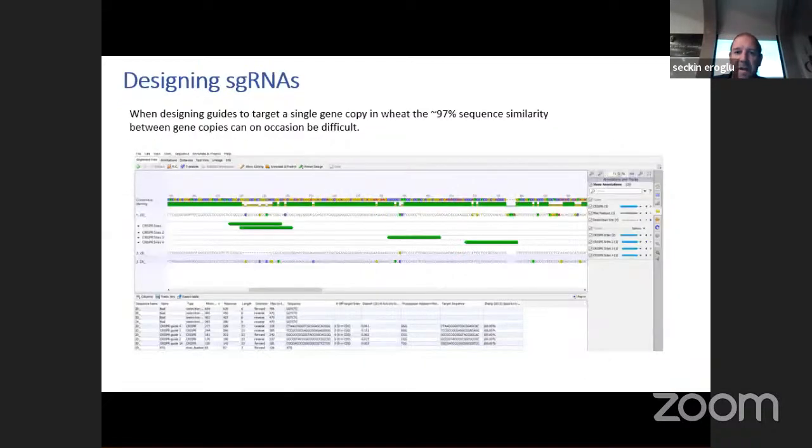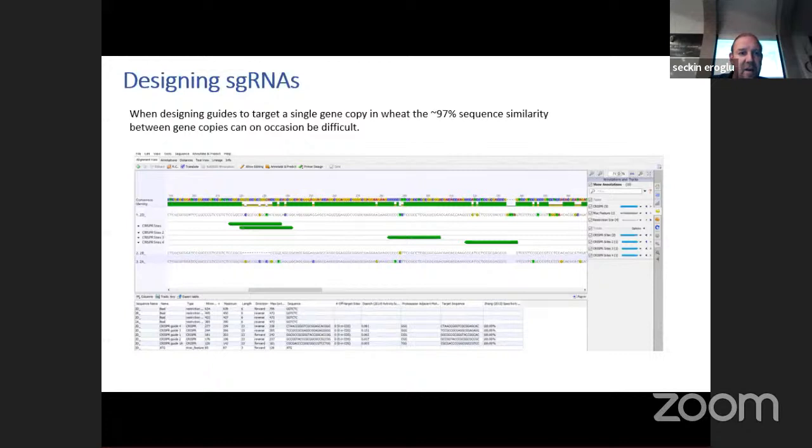So designing guide RNAs in wheat. If you want to target a single copy of a gene, we have done that in the past. I think our first publication in wheat was targeting just 1 single copy, and I think Shadia will talk about that tomorrow. The easiest way that I find to do it is to do an alignment of all 3 genes, looking at the coding sequence. I tend to design 4 guide RNAs and clone 2 guide RNAs in per construct, and 2 constructs per target.